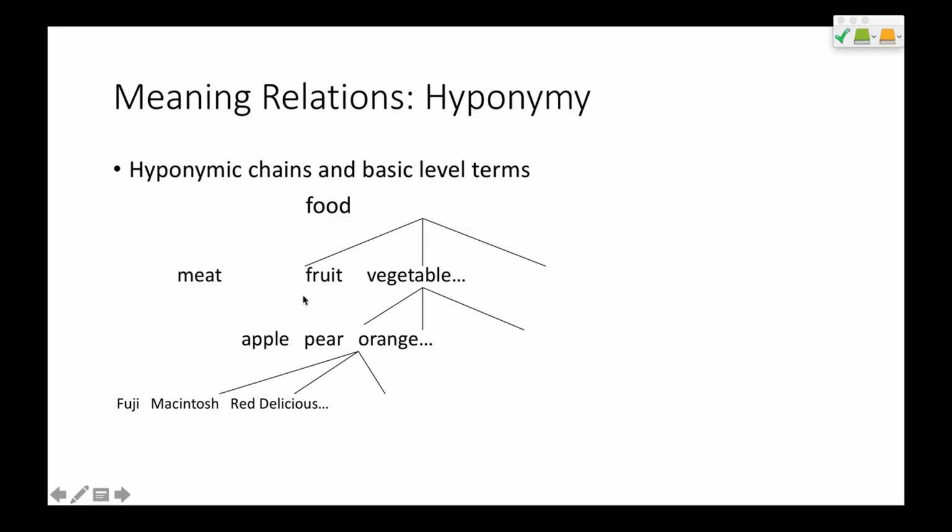I don't know why this is sitting on the vegetable, but so fruit can be an apple, a pear, or an orange. And then if you look at the apples, they can be Fuji, Macintosh, Red Delicious. There's all kinds of things. But a Fuji is an apple, which is a fruit, which is a food. So the line goes all the way up. Okay? A Macintosh is an apple, which is a fruit, which is a food.